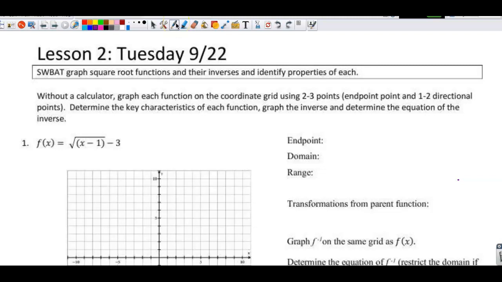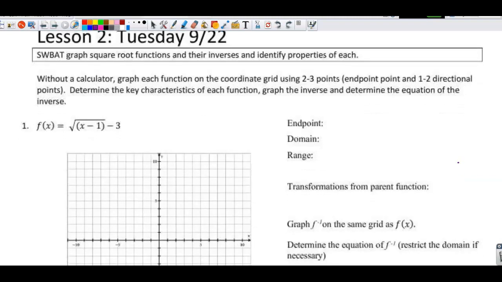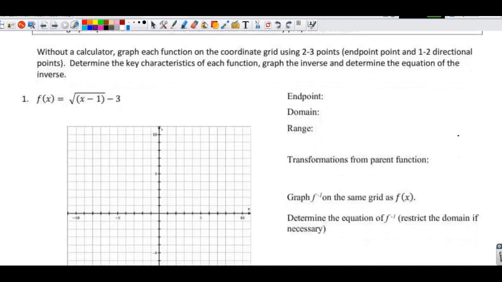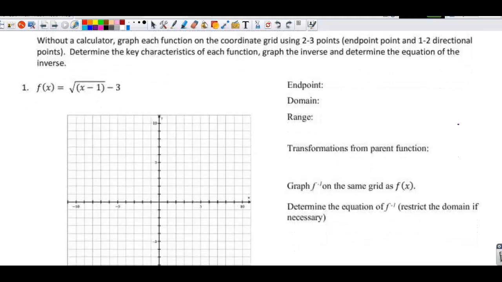What we're doing for this lesson is we're now going to graph square root functions and their inverses and identify the properties of each, but we're really focused on getting the inverse of the square root function and writing it correctly because it's going to be a parabola with a restricted domain. So let's look at this.